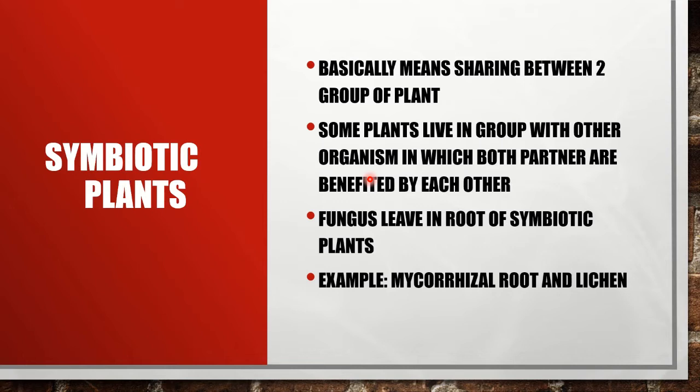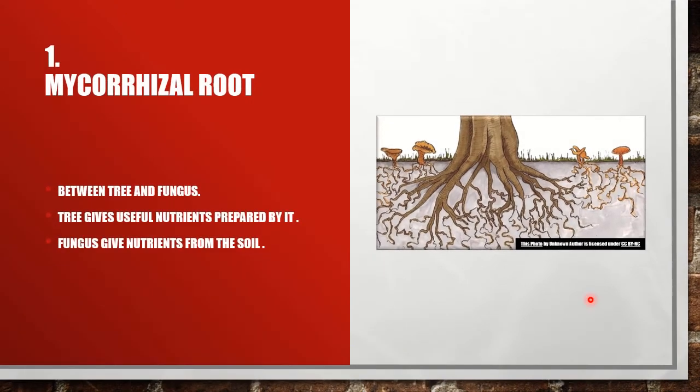In symbiotic plants, such as the mycorrhizal root and lichen, the same thing is happening. First we will see the mycorrhizal root. The mycorrhizal relationship is between a tree and a fungus. Here this yellow part is a fungus. You can see it looks like a mushroom. It is a fungus. So how do they both mutually gain from each other?